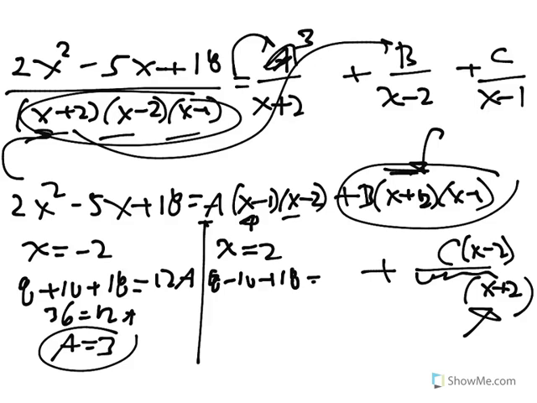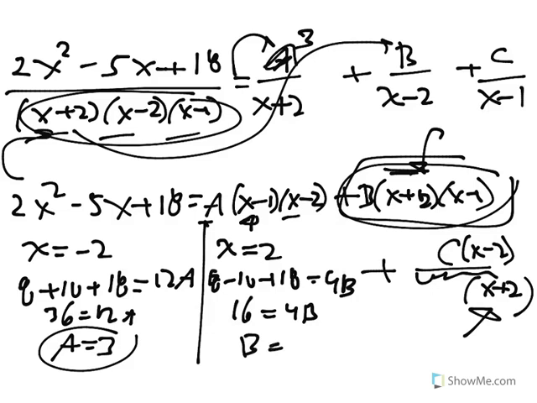Sorry, I'm not trying to make the a disappear. I'm trying to keep the b term. So on the left side, I get 8 minus 10 plus 18. On the right, the a and c disappear, and I get 2 plus 2 is 4 times 1, so 4b. And I get 16 equals 4b, or b equals 4.